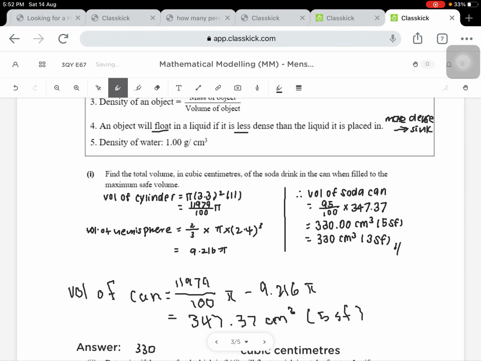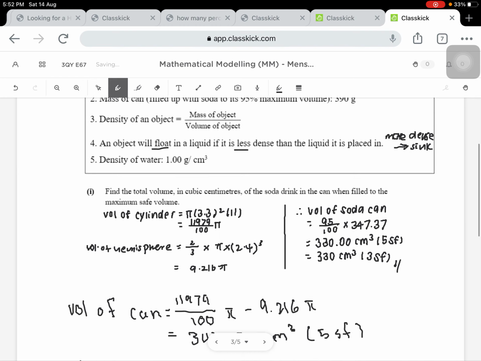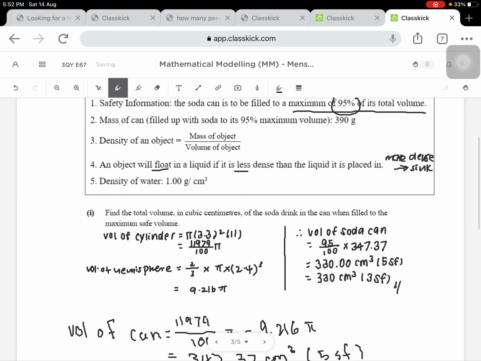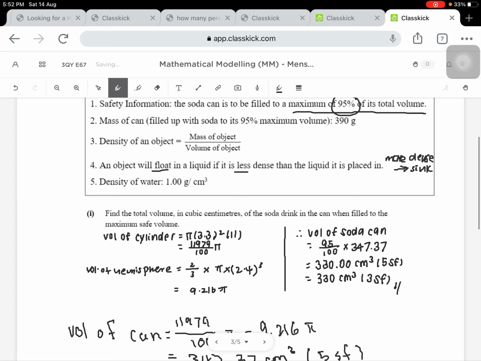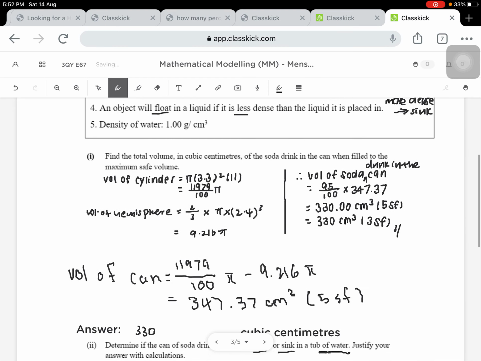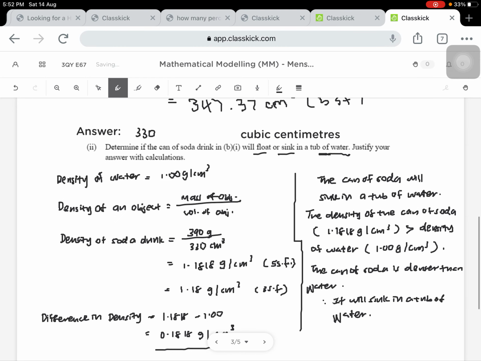Afterwards, we have to find the volume of the soda, so we take 95% times 347.37 equals 330.00, which is in 5SF, and rounding to 3SF, we get 330 cubic centimeters. This is actually the volume of soda drink in the can. Okay. Next, part 2.